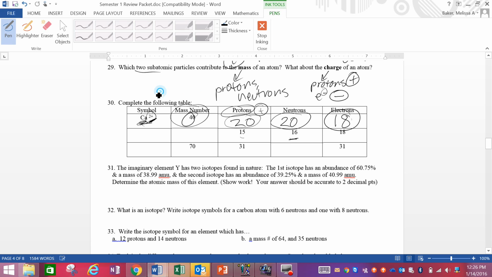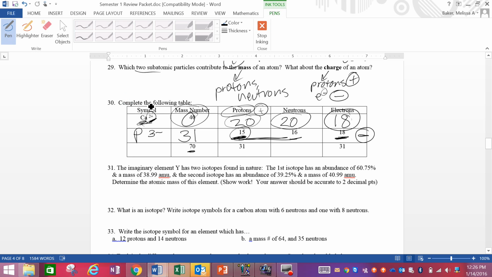Check this out. For the next one, we have 15 protons and 18 electrons. The negatives are winning by 3. So we know whatever this is going to have a minus 3 charge. Let's figure out what element it is. Look up number 15. That's phosphorus. Now, what would the mass be? 15 plus 16 is 31.